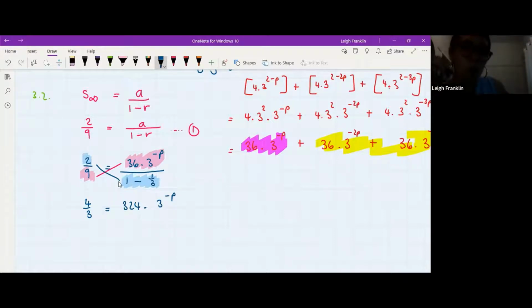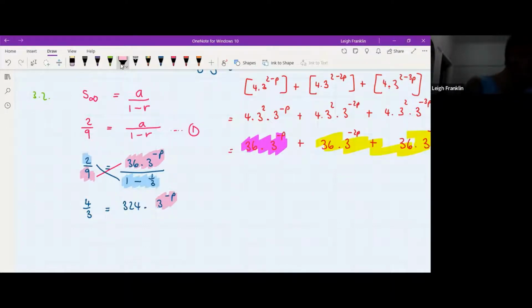Okay, but I think, wait a second. I think there's going to be something interesting that happens here, because what we're going to have to try and do here, Noxie, is we need to try and isolate this base with that exponent. We want that on its own. So if it's being multiplied by 324, we need to divide both sides of our equation by 324. So I think what we should be doing is saying 4/3 divided by 324.